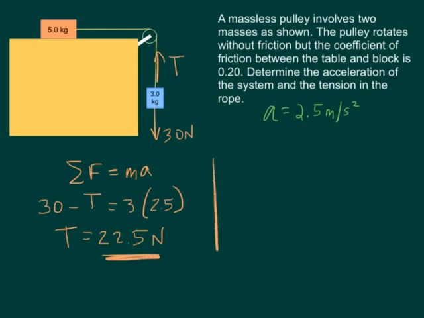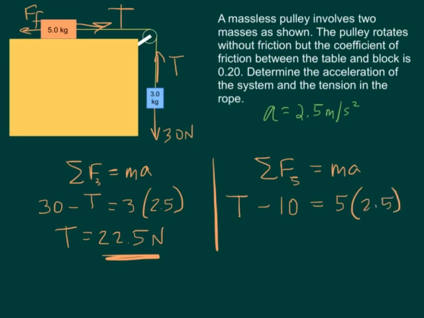If I wanted to check my work, I could look at the forces on just the 5 kilogram object. Kind of organize my work here. These were the forces on the 3 kilogram object. So here I have tension helping the motion of this object, and I have friction, remember that was 10 newtons, working against the object's motion. So I have T minus 10 equal to this object's mass times the acceleration, and that would also give me 22.5 newtons.